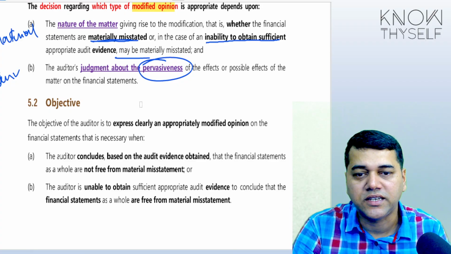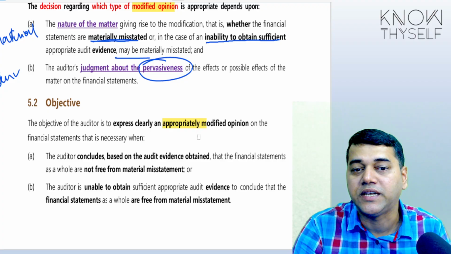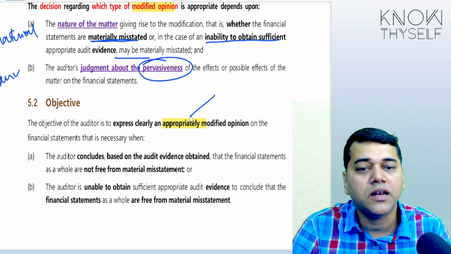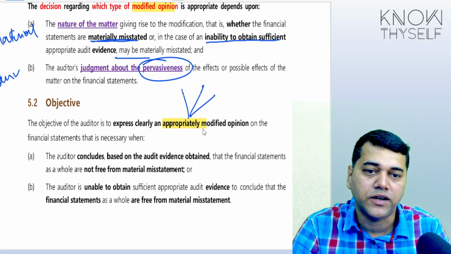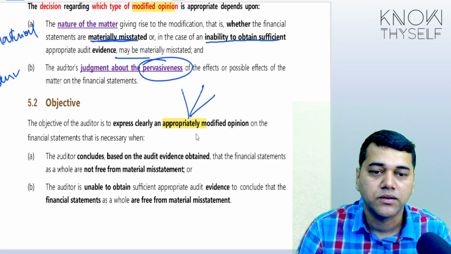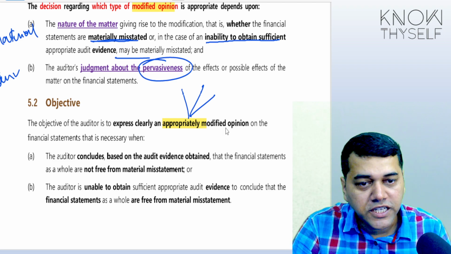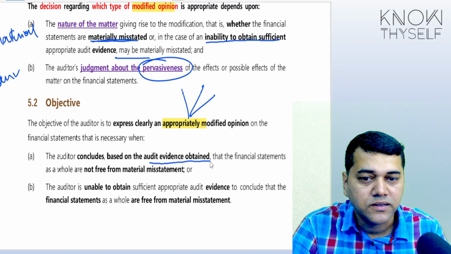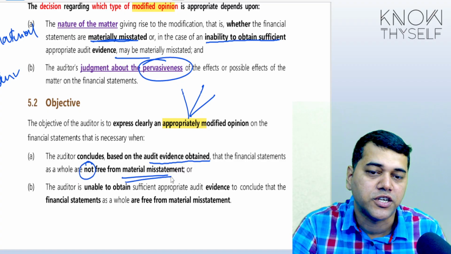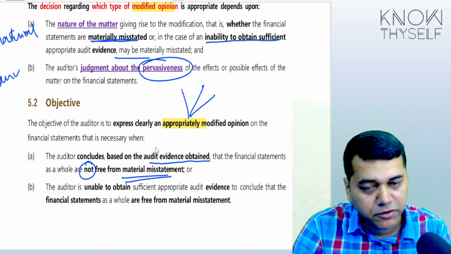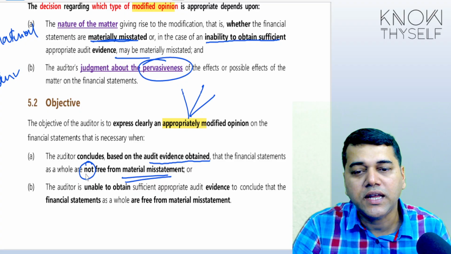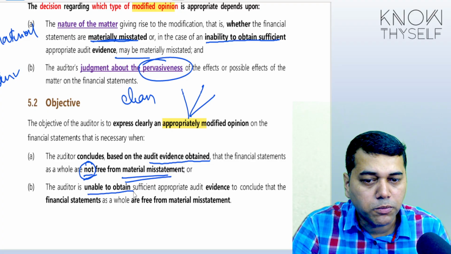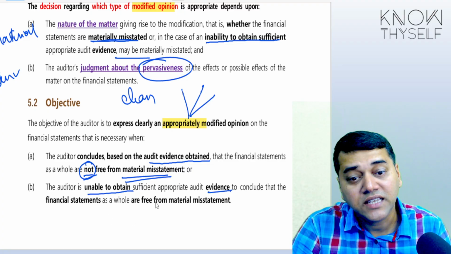What is the objective of this standard? Express an appropriate opinion. Appropriate means which suits the circumstance. That means either disclaimer or adverse or qualified, which is that thing I should be issuing? The need for the appropriate opinion arises when the auditor concludes, based on the evidence obtained, that the financial statements are not free from material misstatement. See, I perform procedures, I got evidence, and I know that it is not free from misstatement. If it is free from misstatement, I would have given a clean opinion. Or I am unable to obtain evidence that they are free from misstatements.